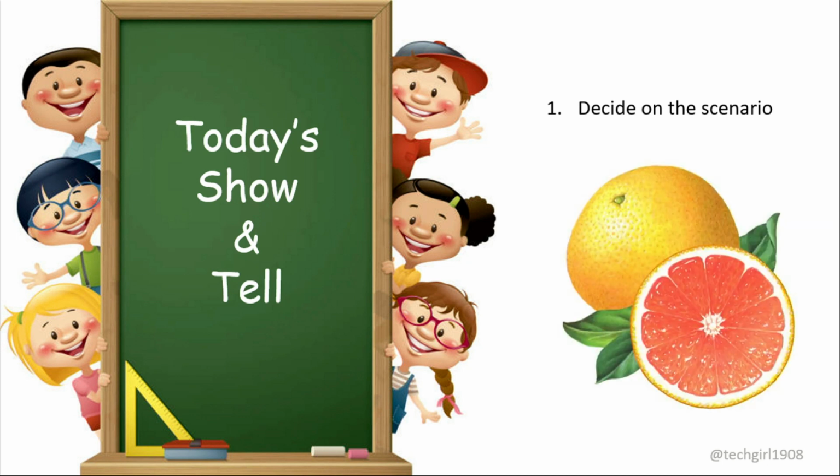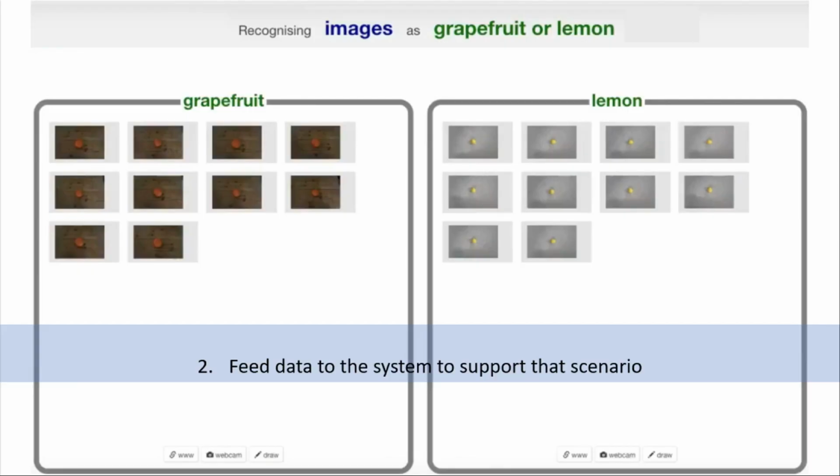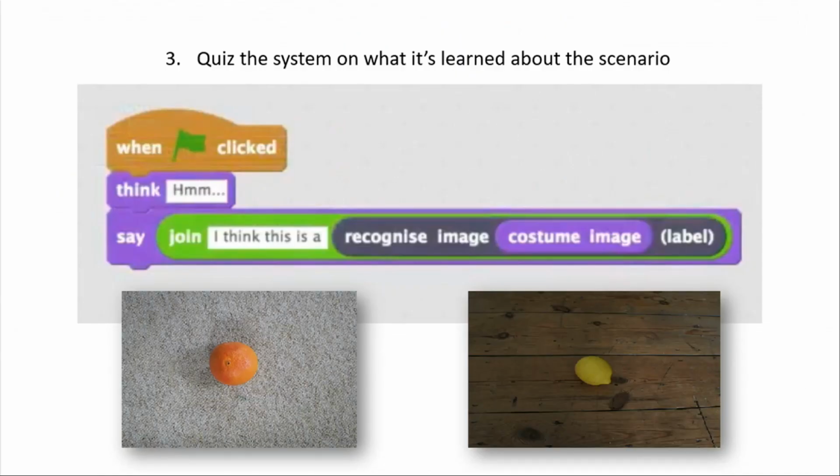The scenario here is going to be, we want the system to be able to identify a grapefruit versus a lemon. So we feed data to the system to support this. Here's 10 pictures of grapefruits, 10 pictures of lemons. We label them as such so that the system knows, okay, this is a grapefruit, this is a lemon. So it's going to observe those patterns and learn something. And then third, we're going to quiz the system. I used Scratch block programming for this and asked the system to identify these 2 images. I fed it a grapefruit and also a lemon. Let's see how it did.